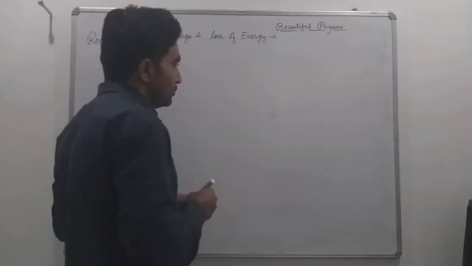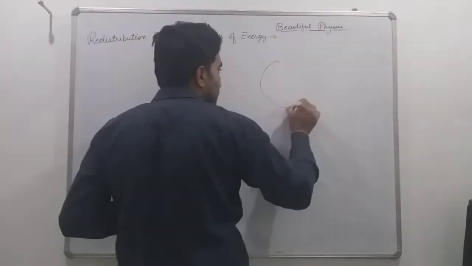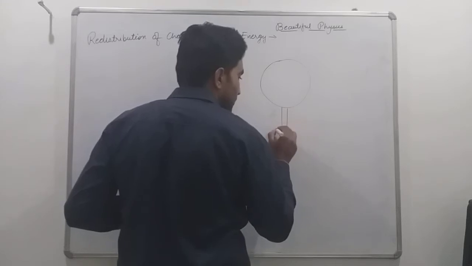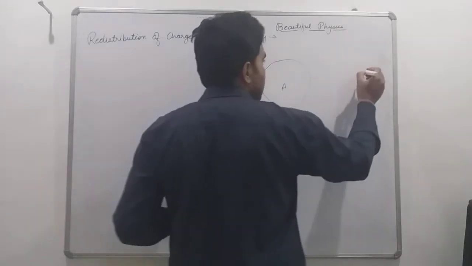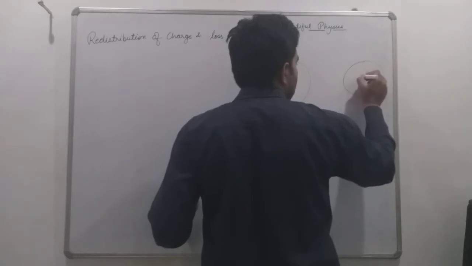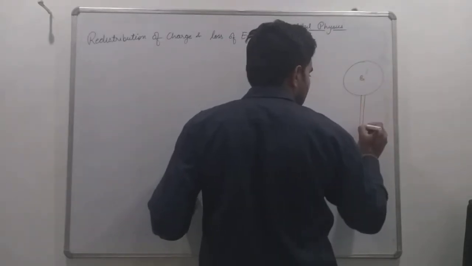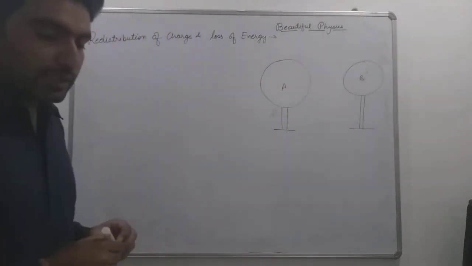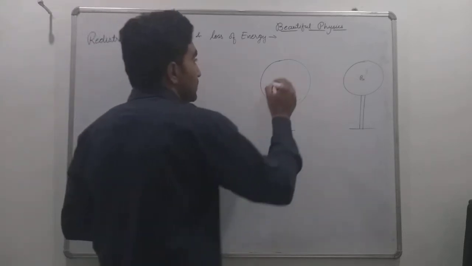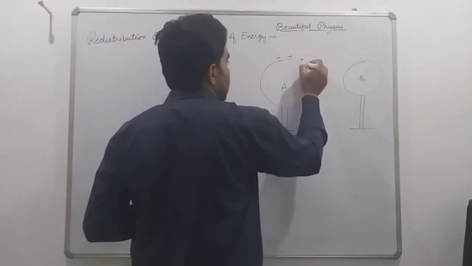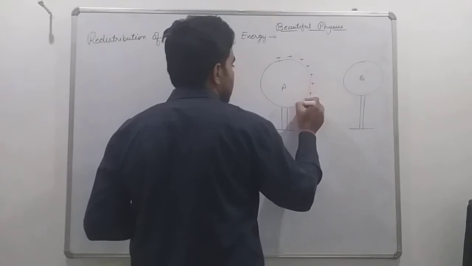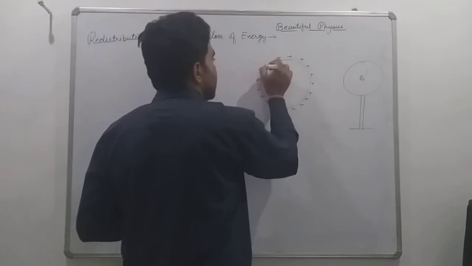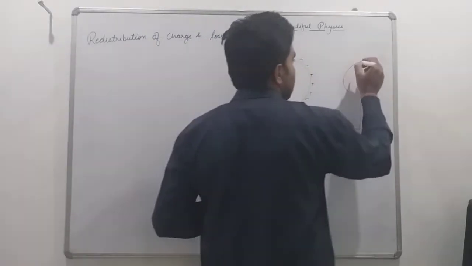Suppose we have two conductors on two insulating stands. Suppose this is conductor A and this is another conductor B, also on another insulating stand, and suppose these two conductors were charged. Conductor A is heavily charged, and conductor B is also charged, but the charge density on conductor B is less than the charge density on conductor A.